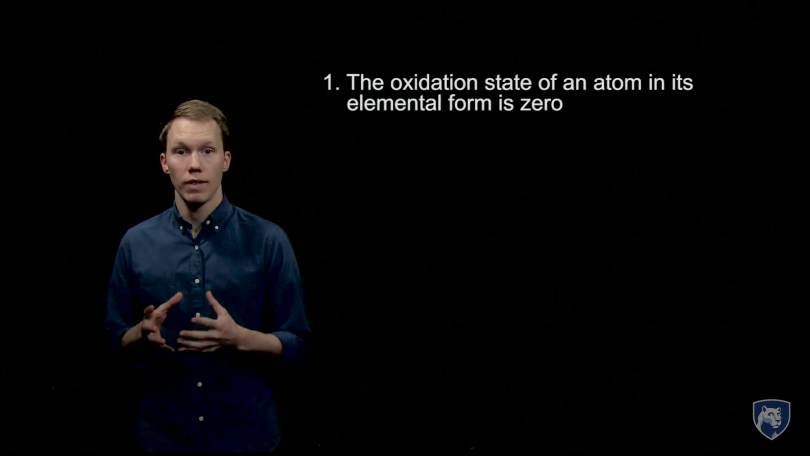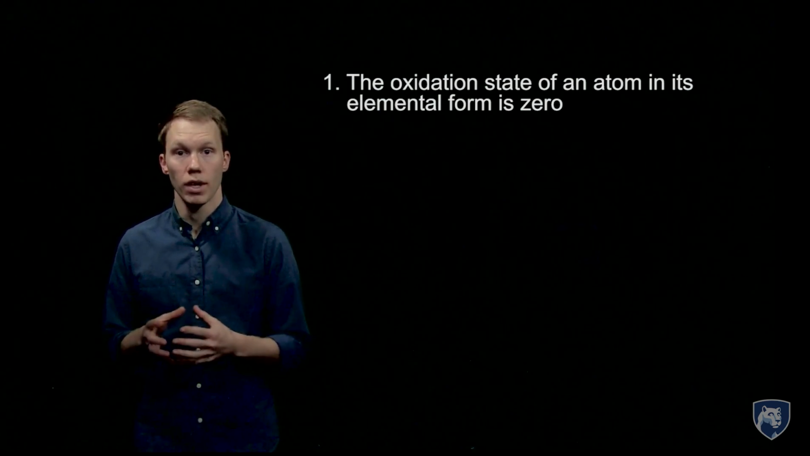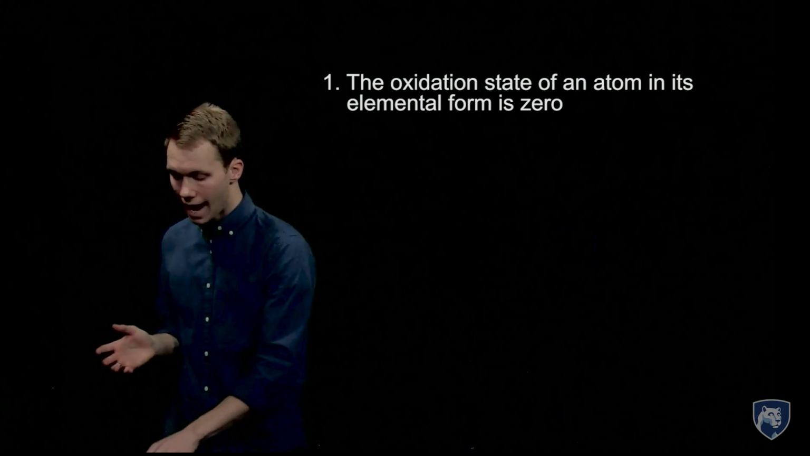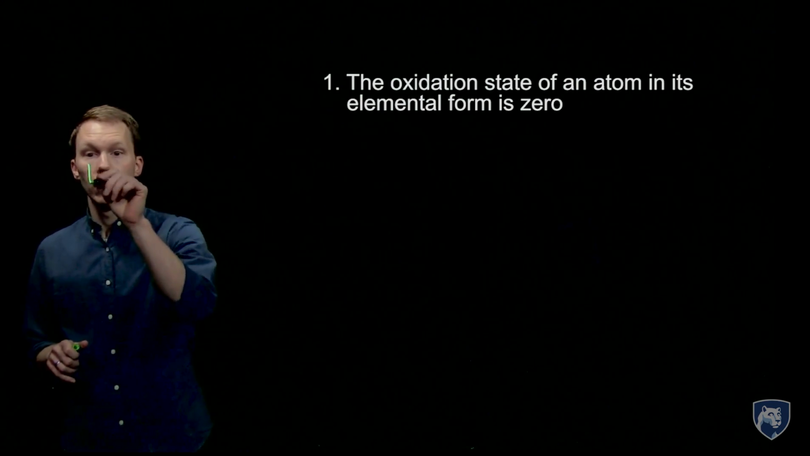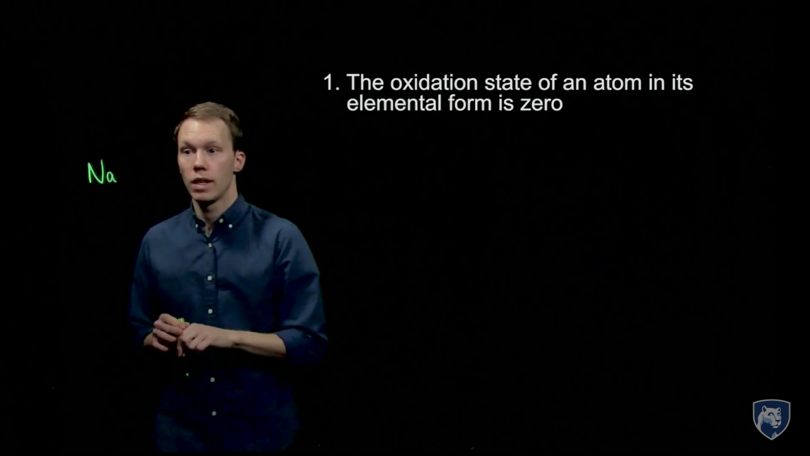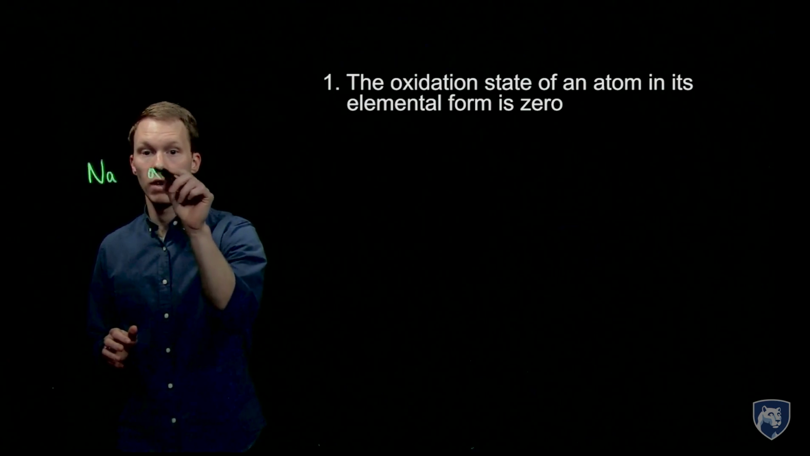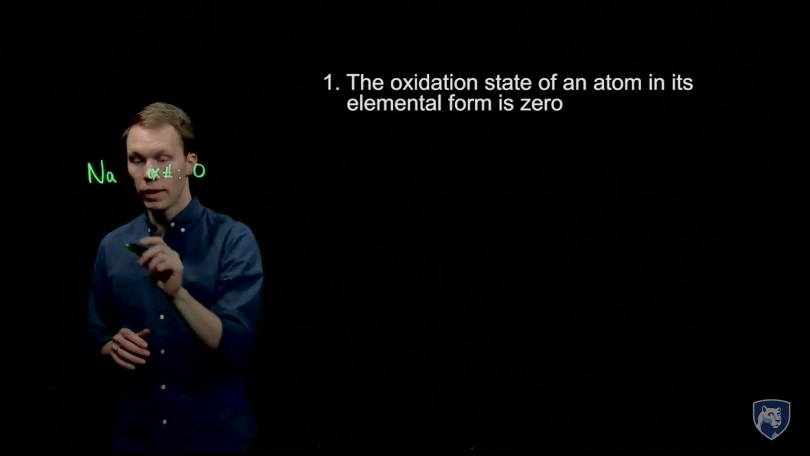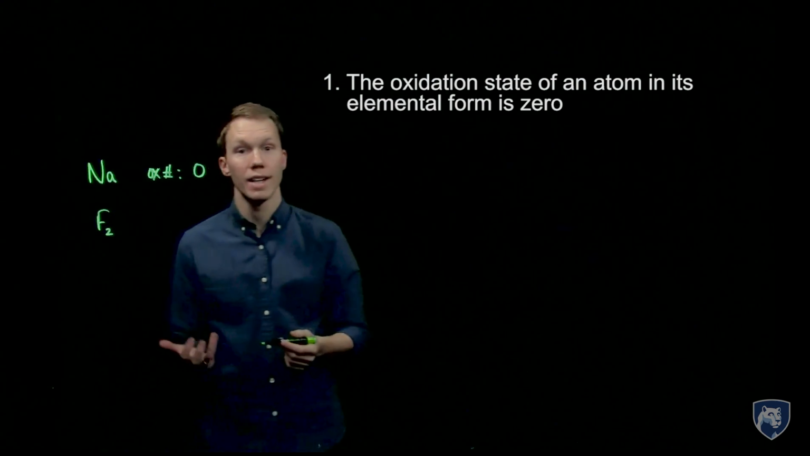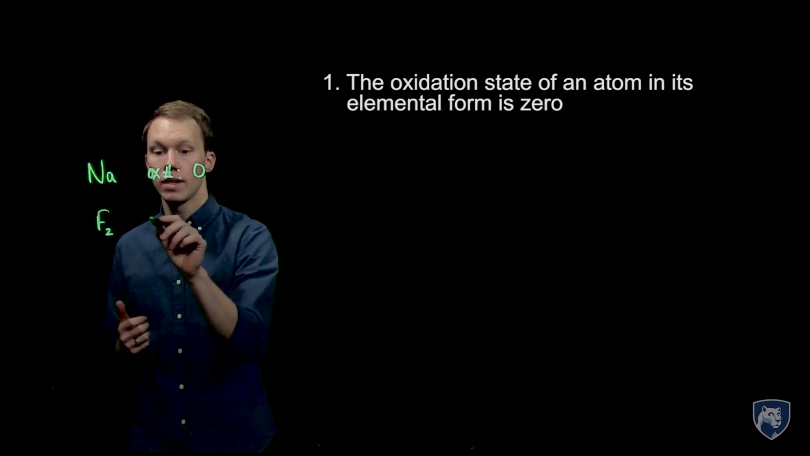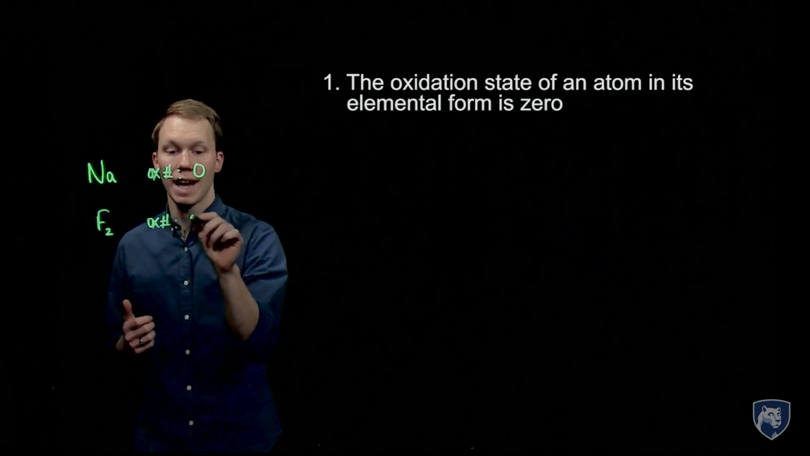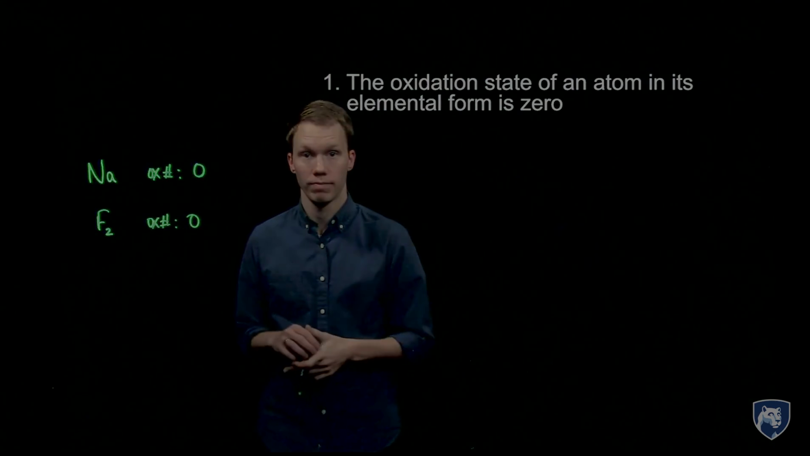So there are four basic rules that we are going to go through when looking at elements and determining their oxidation number. The first rule is that the elemental form of an element will have oxidation number of 0. So if we look at something like elemental sodium metal, this would have oxidation number of 0. If we look at F2, F is a diatomic element, so it comes as F2. The oxidation number of each fluorine atom in that is 0.